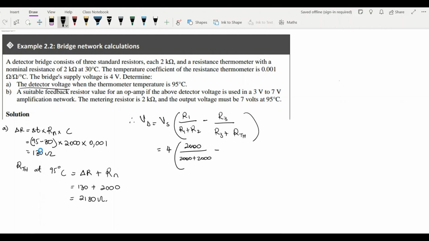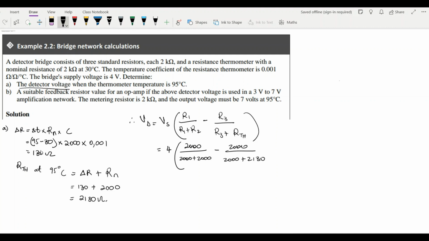Do you understand that? Because our thermometer resistance, as we've calculated here, is no longer equal to all these resistors in the circuit, the bridge will not be balanced. So we need to calculate, in this case, the detector voltage. I hope that makes perfect sense.